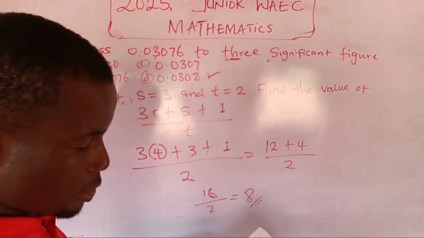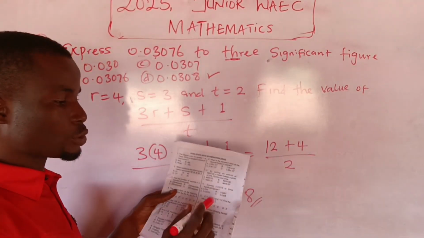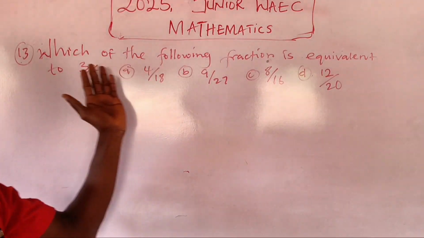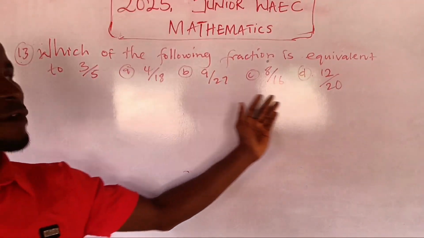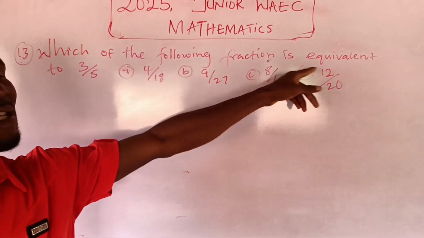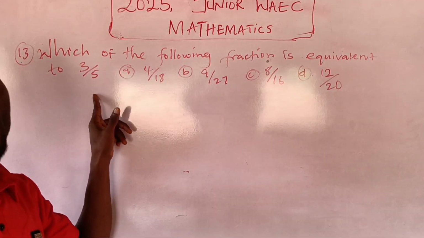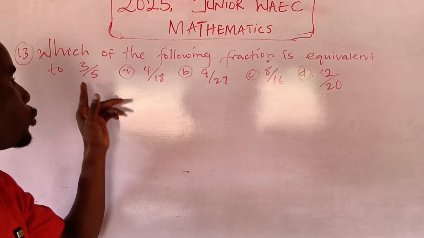Is it there in the options? Option D is the answer. The next question asks which of the following fractions, these are fractions here, is equivalent, that is equal to 3 over 5.